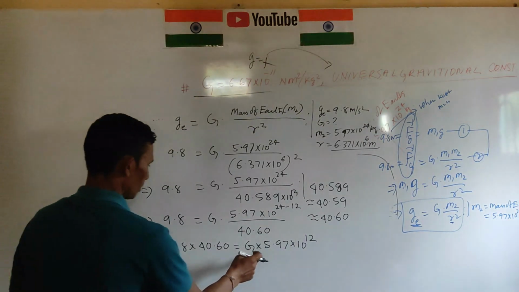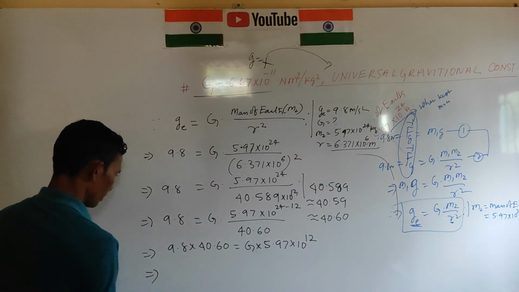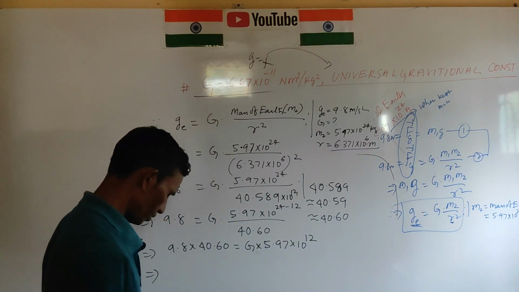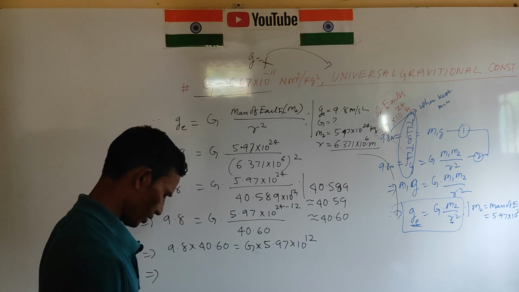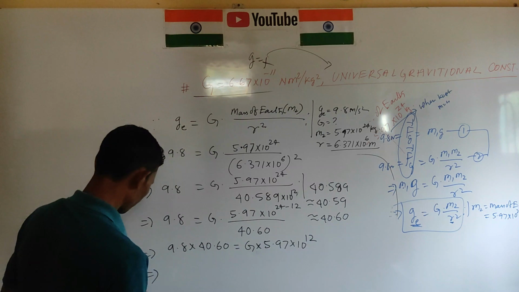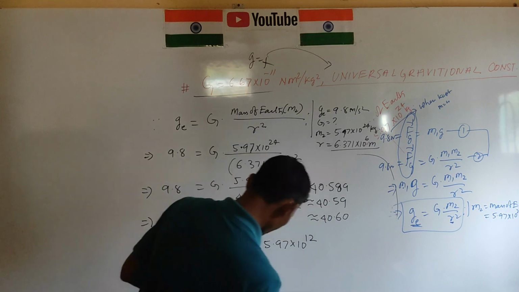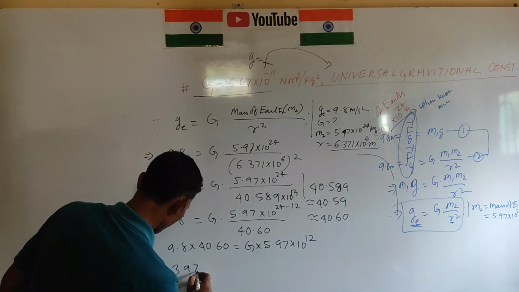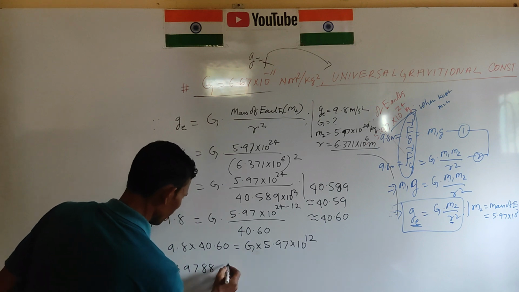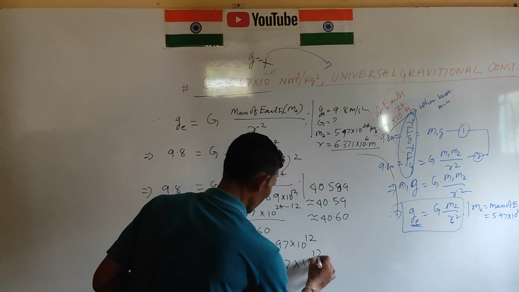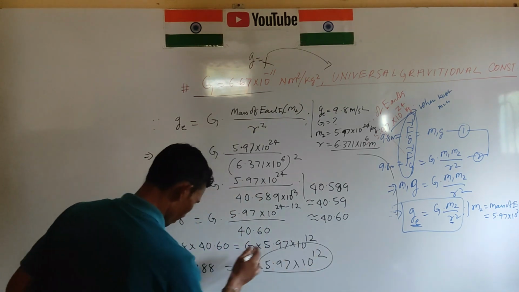Now we multiply this one. How much? 40.60 into 9.8, that is how much? 39.788. So 39.788 equal to G into 5.97 into 10 to the power 12. Now we bring everything to the left side.